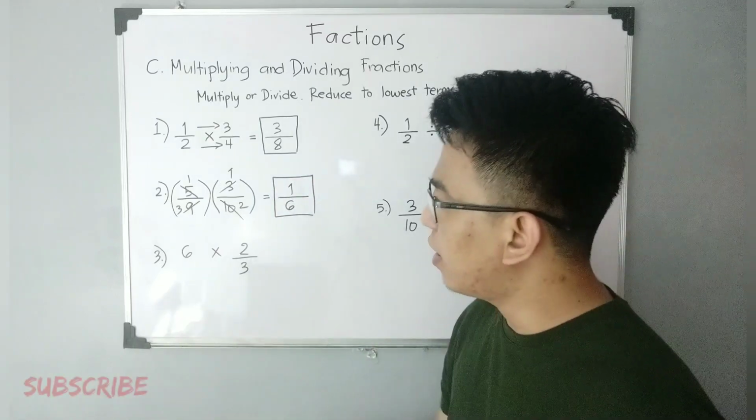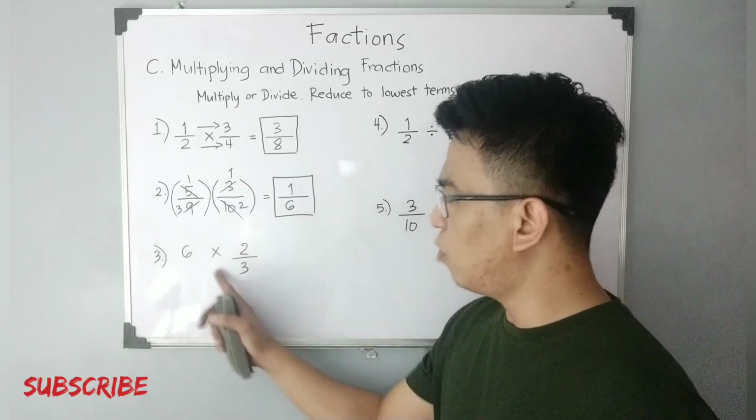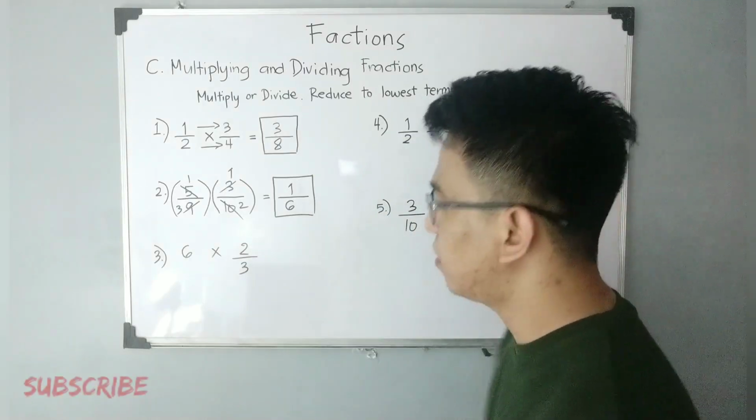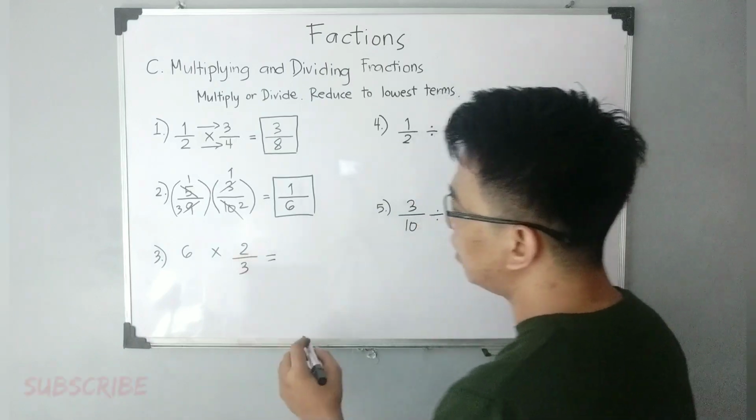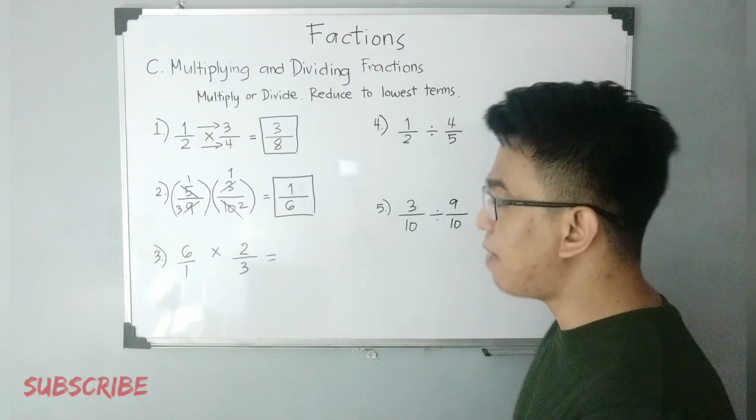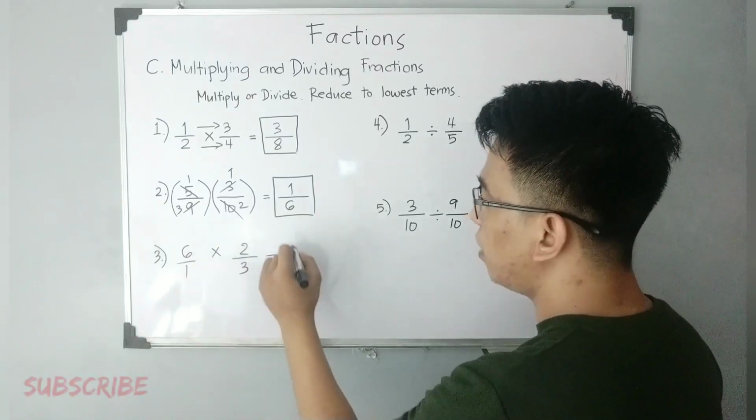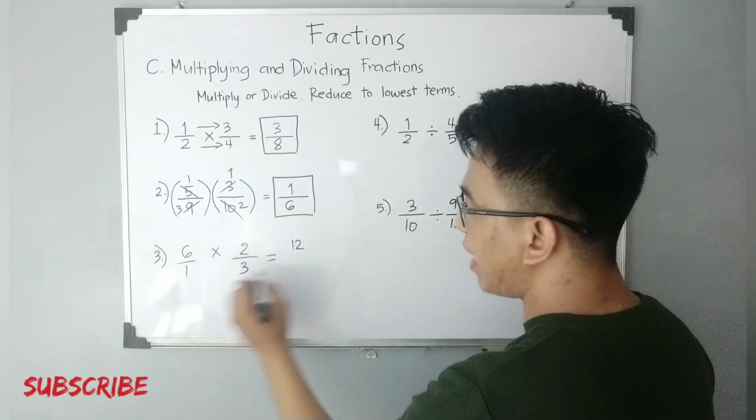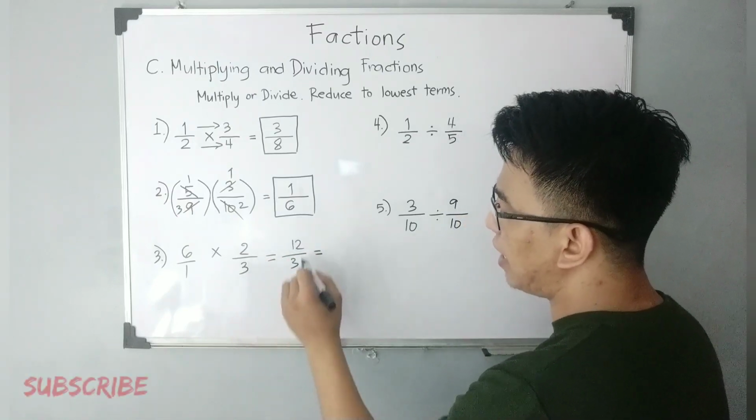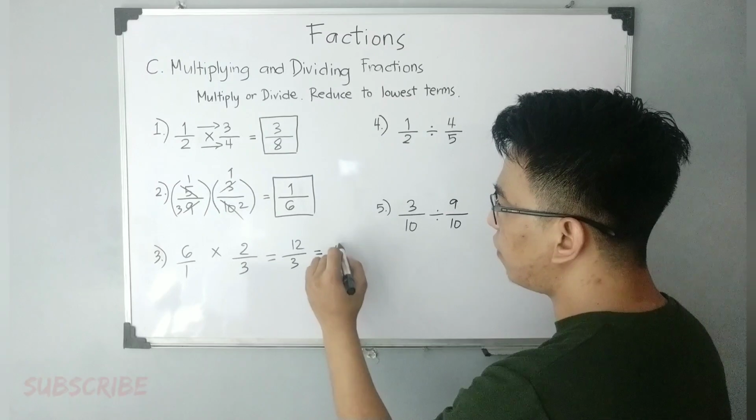So, let's add number 3. A whole number 6 multiplied to 2 over 3. So, normally, gagawin natin dito is that multiply your numerator, meron kasi siya itong invisible 1, the denominator. 6 times 2, that will give you 12. 1 times 3, that is equal to 3. And in lowest term natin, bilang 12 over 3, that will give you 4.